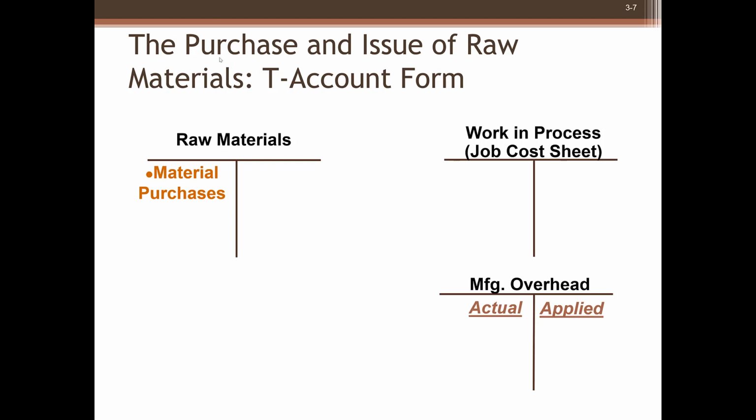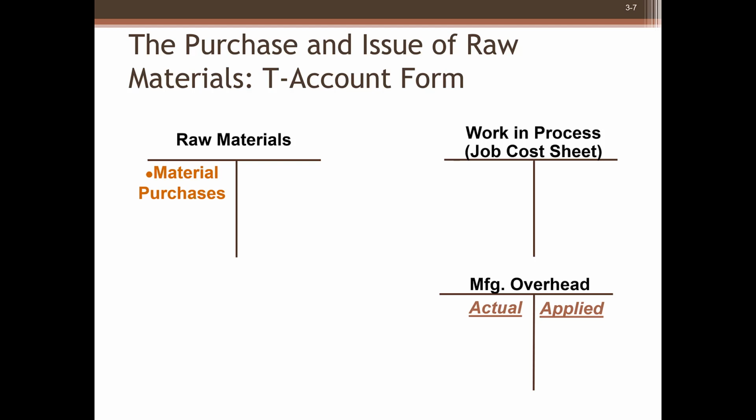When the company has purchased the materials, we debit raw materials. Keep in mind, this is an inventory account. This is an asset. So when an asset increases, we debit. We debit materials purchases. We credit the payable account or cash. Let's assume the company does not pay cash, but incurs a liability, so we should credit accounts payable.